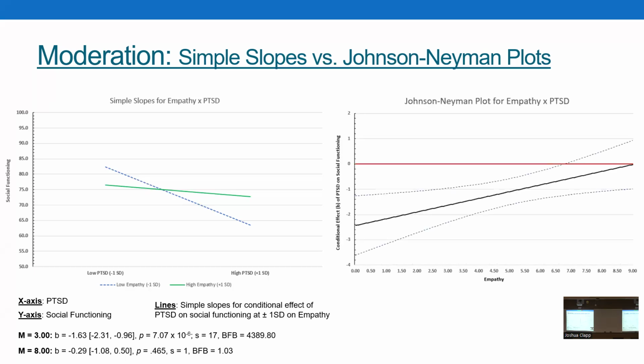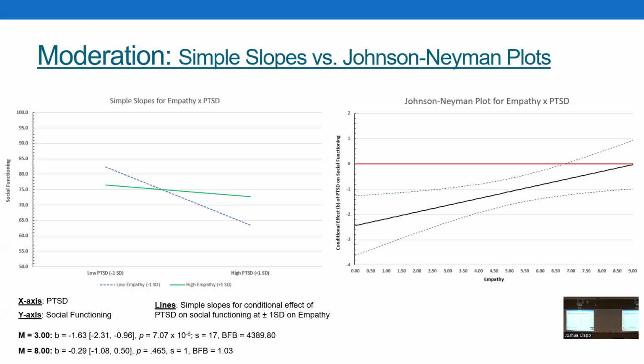Here's my Johnson-Neyman plot. Okay, this looks very different. What I've got here, I've drawn a guideline at 0. This is a coefficient of 0, which says literally no effect at all. What I've got here on this dark line is a continuous plot of the coefficient. This is the simple slope, or the conditional effect, of PTSD on interpersonal functioning across all possible levels of empathy. Here's the coefficient, and then the dotted lines are my confidence bounds.